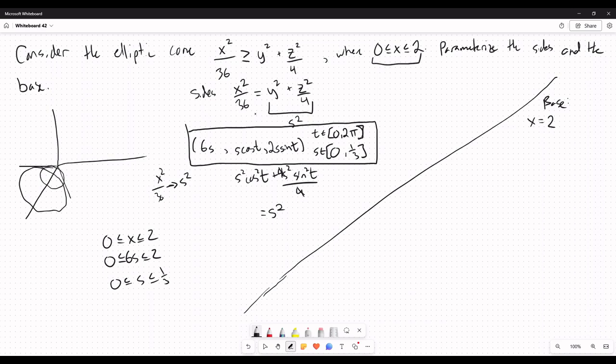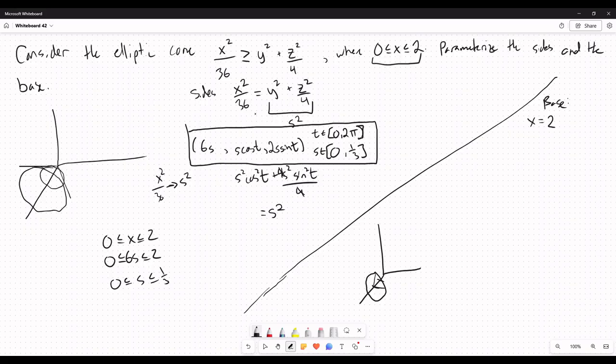Next, we need to think about the base. The base is going to be an ellipse again, located at exactly x equals 2. And we're once again going to be thinking about circles.